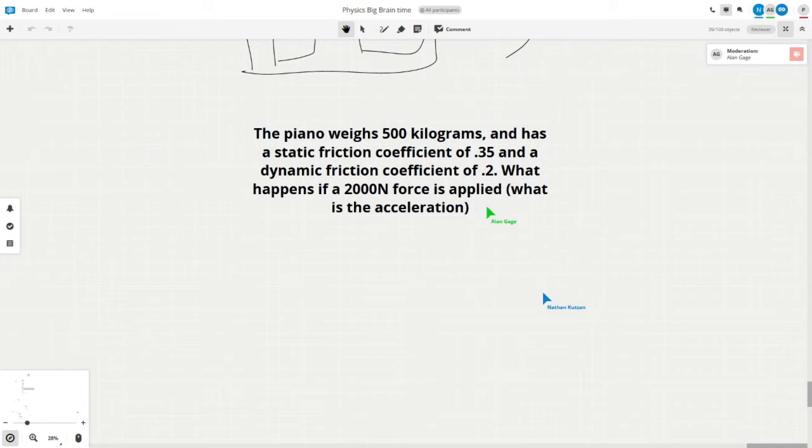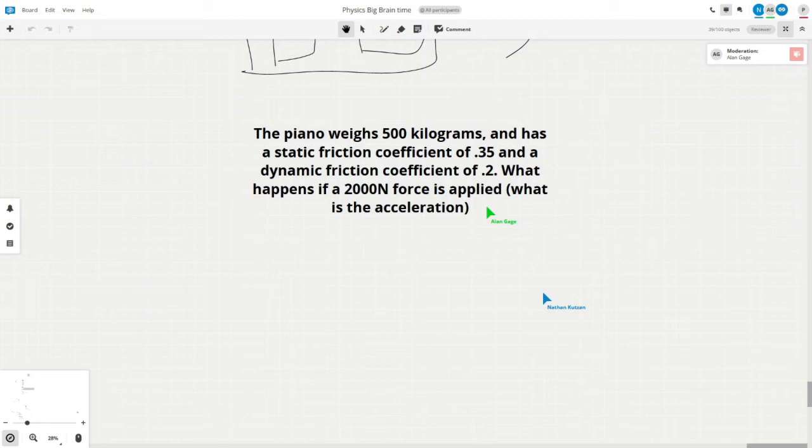So we have a 2000 Newton force, and first we need to find the maximum static friction force, because if the 2000 Newton force doesn't exceed it, then it just won't move. But if it does, then we can get the acceleration. So first, we said we need the normal force. How can we get the normal force from the numbers we have in the problem right now?